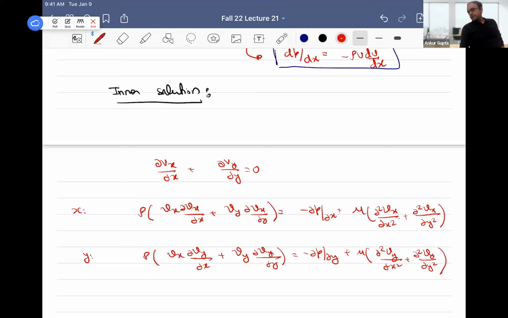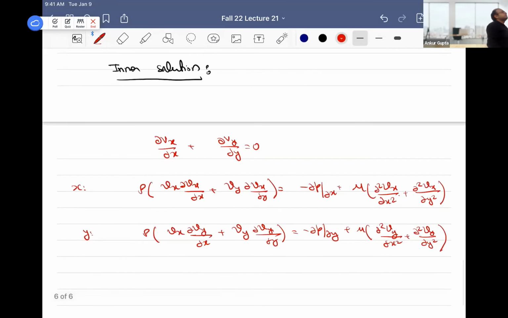This is the full equation that we can solve in the inner problem. Any questions for this setup in the inner solution?